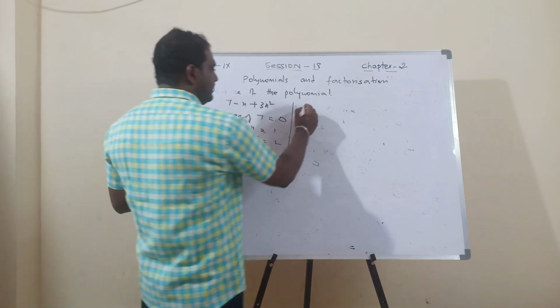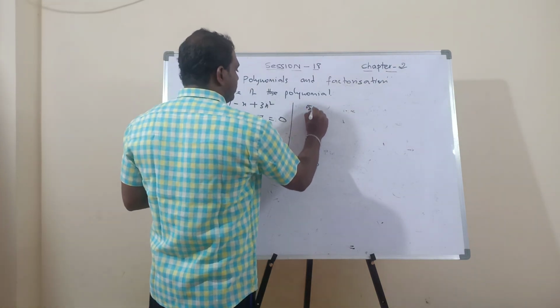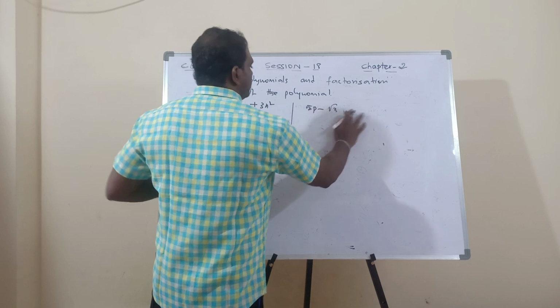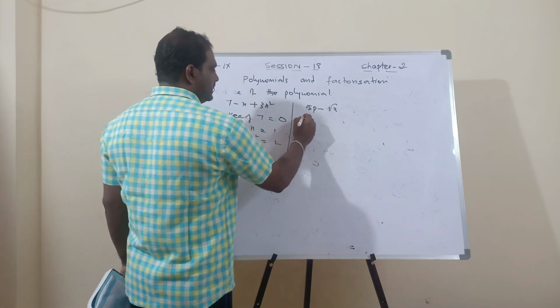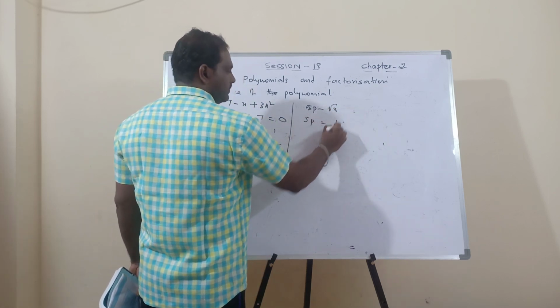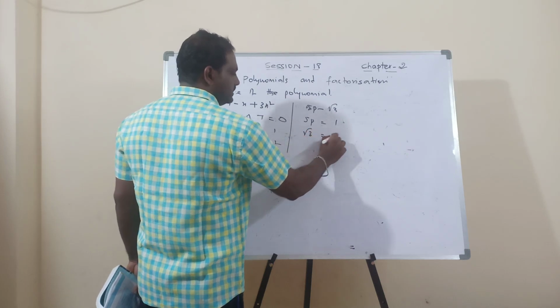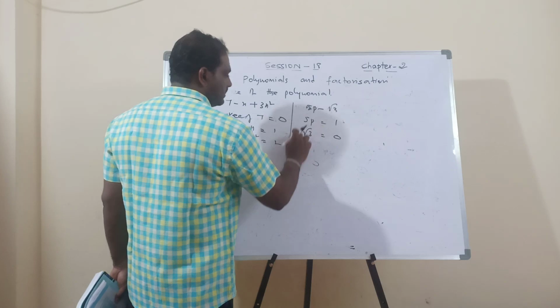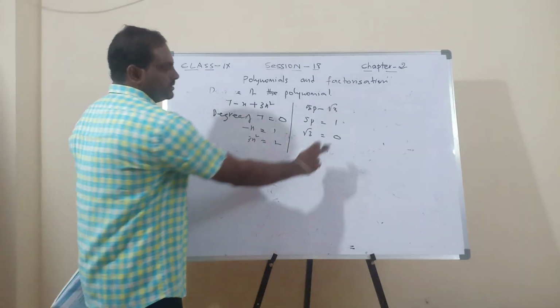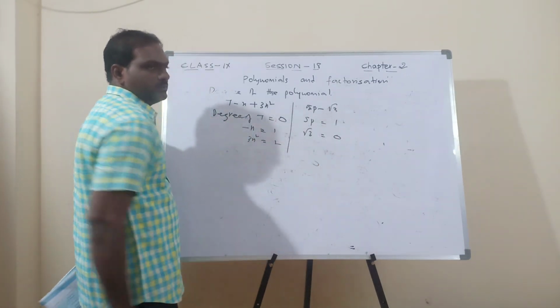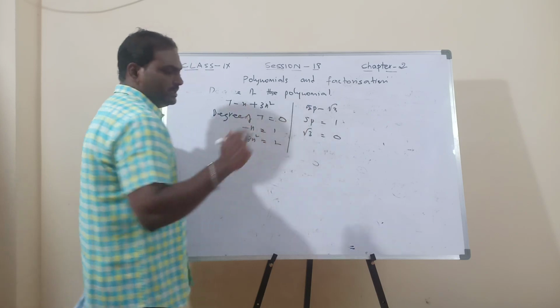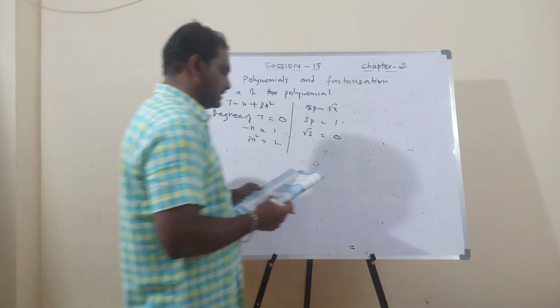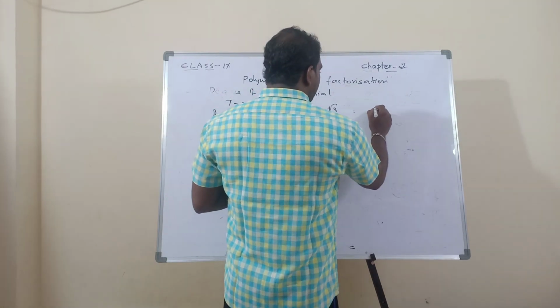Next, 5p minus root 3. Now what is the answer? Degree of 5p is 1. Degree of root 3 is 0. Don't write root 3 1 by 2. This all comes under the category of a constant. So degree of any constant number is 0. So therefore, what is its degree? It is 1.